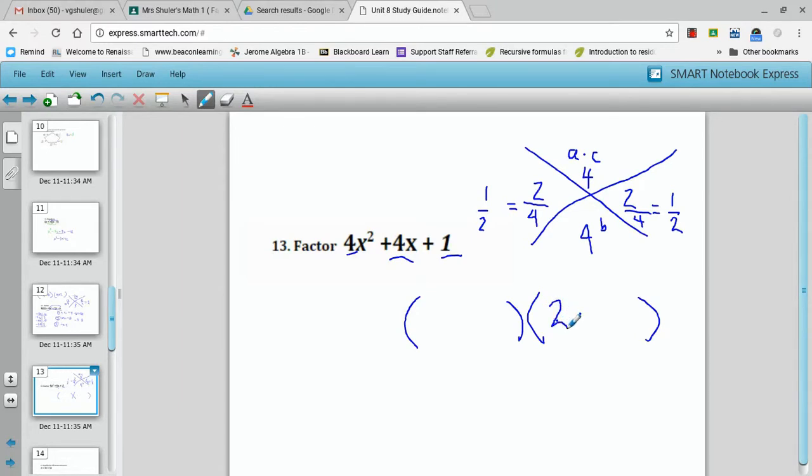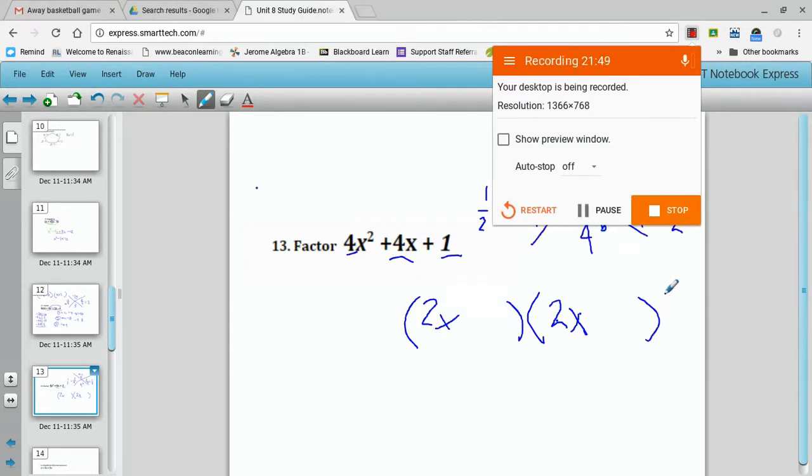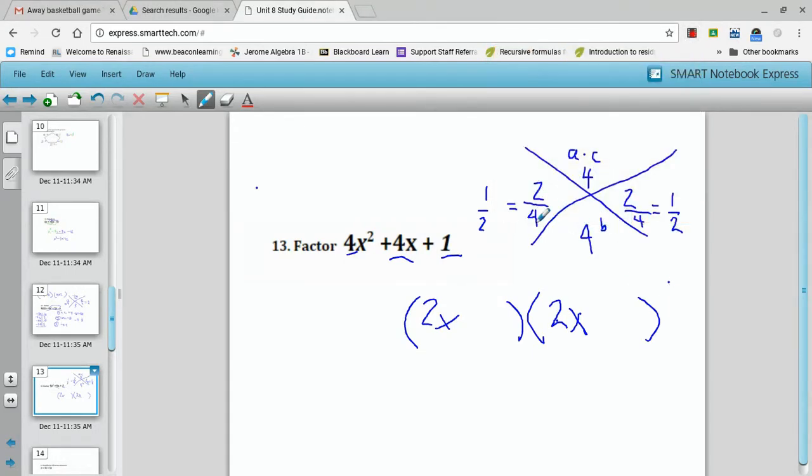So 2x. Okay, so the bottom number goes in the front. The top number goes in the back. Top number is 1. And if you were to multiply out 2x plus 1 times 2x plus 1, you would end up with 4x squared plus 4x plus 1. So your factored answer is right here.